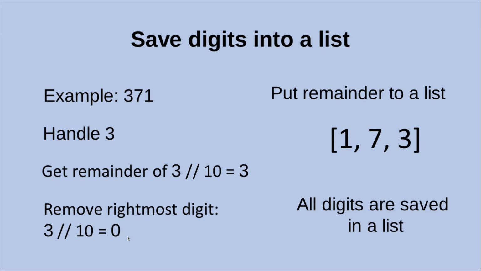Now we handle 3. When we take the remainder of 3 divided by 10, I will have 3. In this case, I put 3 into the list. And then, after putting 3 into the list, I can remove the rightmost digit by doing the division 3 divided by 10. In this case, the quotient is 0. When the quotient becomes 0, it just means that the iteration can stop. And in this case, all the digits are already saved in the list.